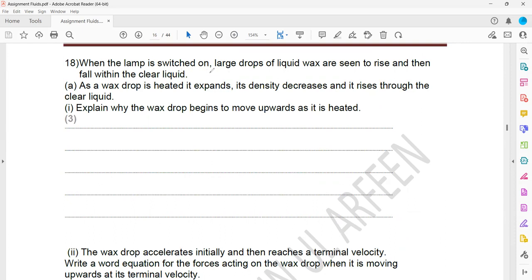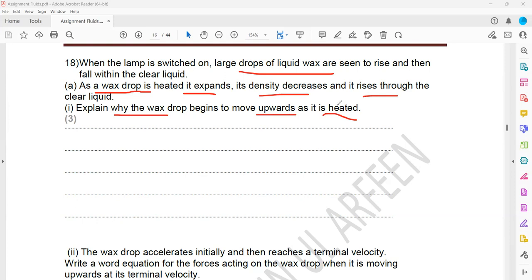When the lamp is switched on, large drops of liquid wax are seen to rise and then fall in the clear liquid. As the wax drop is heated, it expands, its density decreases, and it rises through the clear liquid. Explain why the wax drop begins to move upward as it is heated.